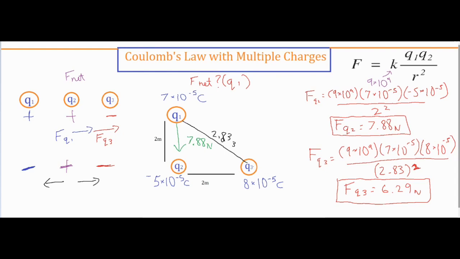Okay, and this is where it gets a little bit more complicated. And then between Q1 and Q3, these are both positive numbers. So I know it's going to be a force of repulsion. So it's going to push it away. And we know that the force it's pushing away is 6.29 newtons.